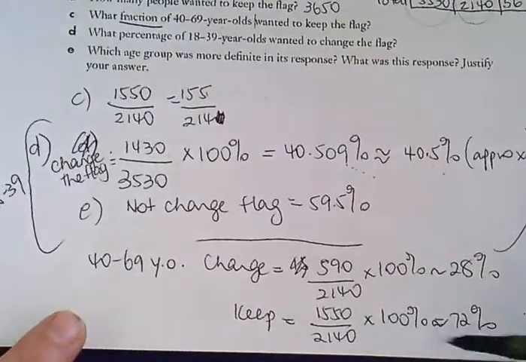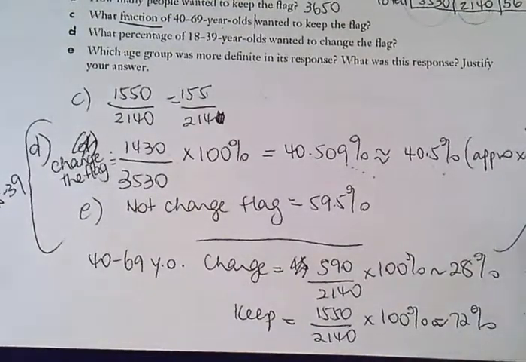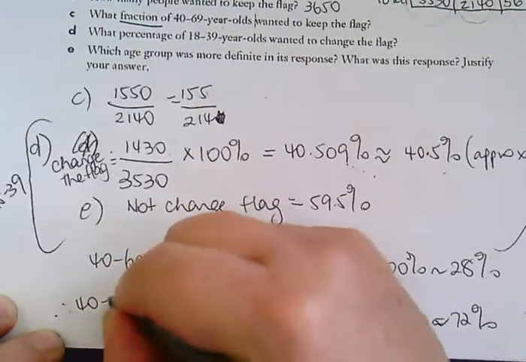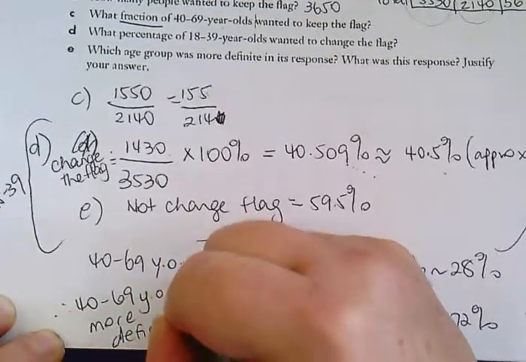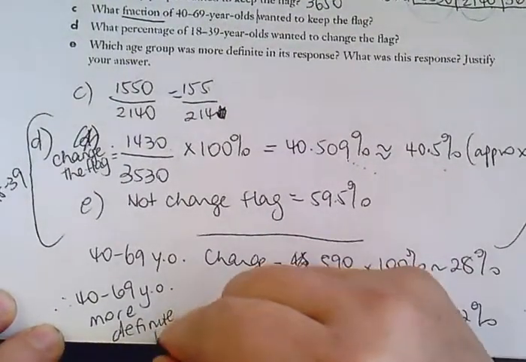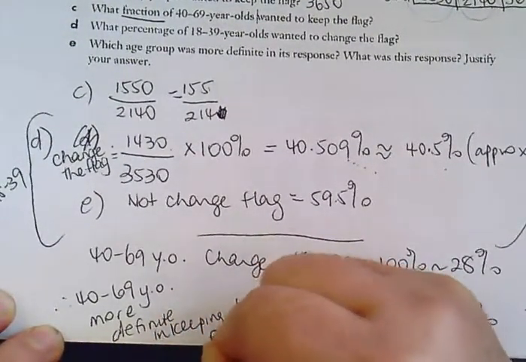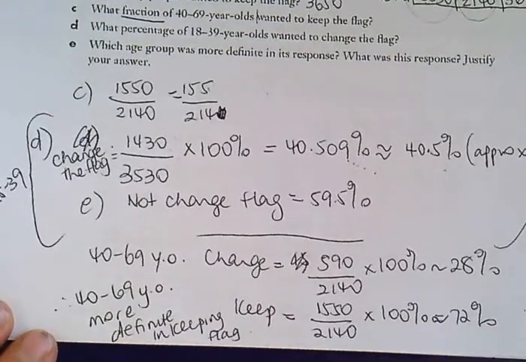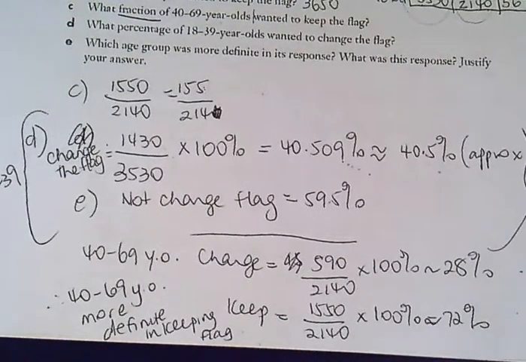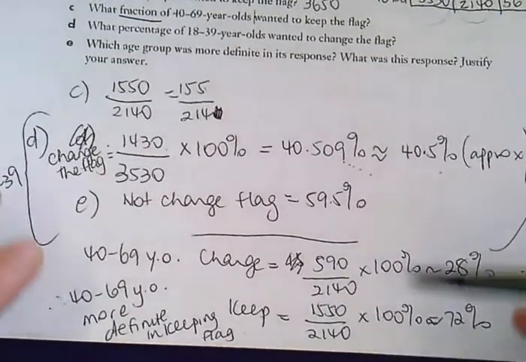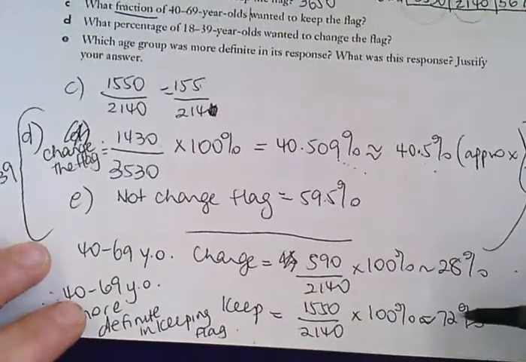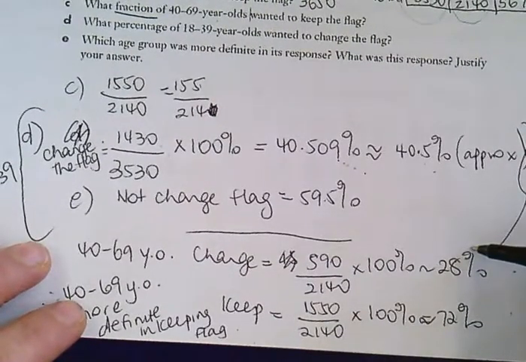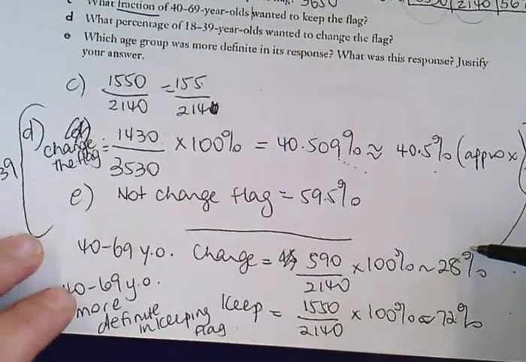Whereas 40 to 69-year-olds are more definite, 70% versus just under 30%. So therefore, the 40 to 69-year-olds are more definite in keeping the flag. 72 to 28 is a bigger difference. The difference between them is almost 40.